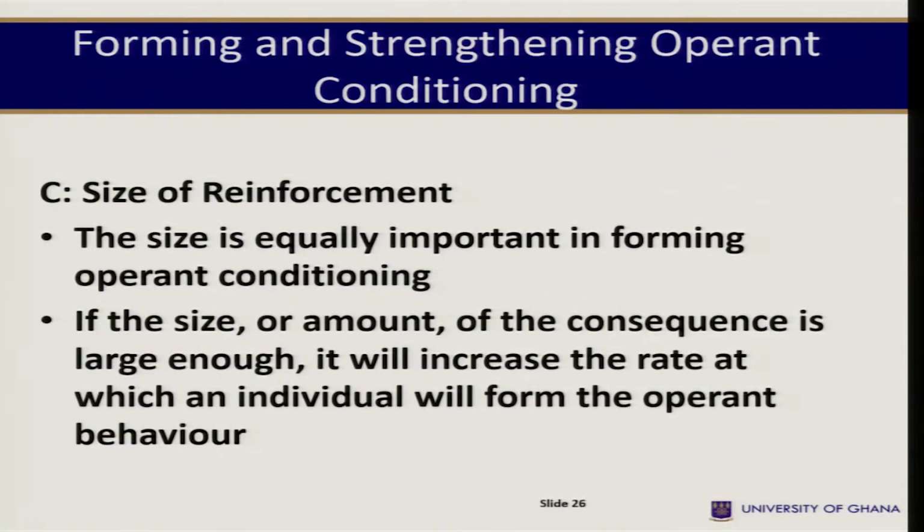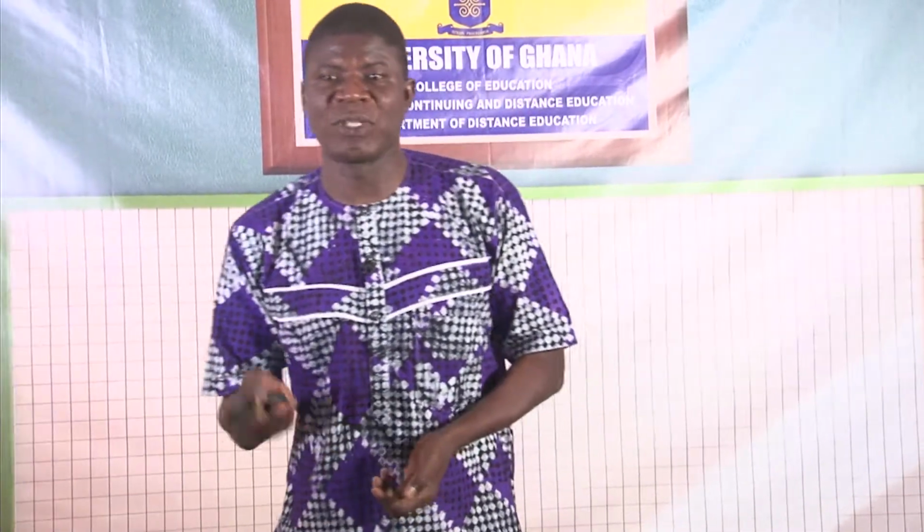The size of reinforcement is also seen as an important point in forming operant behavior. If the size or amount of the consequence is large enough, it will increase the rate at which an individual will form the operant behavior. In the same way, the type of reinforcement used matters. Some reinforcers may be much more appealing to certain individuals than others. It's therefore important to know what appeals to the person and use that as a reinforcer.